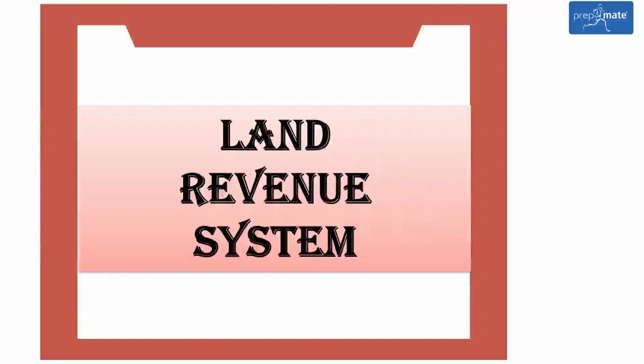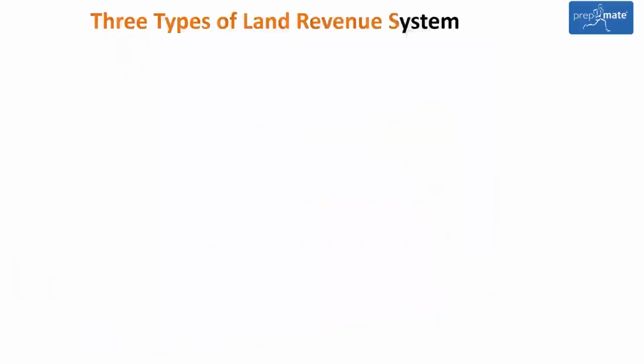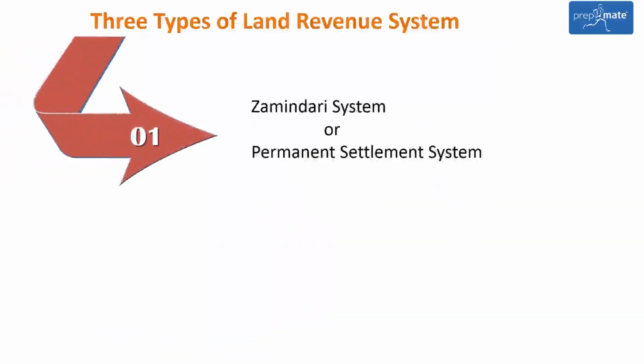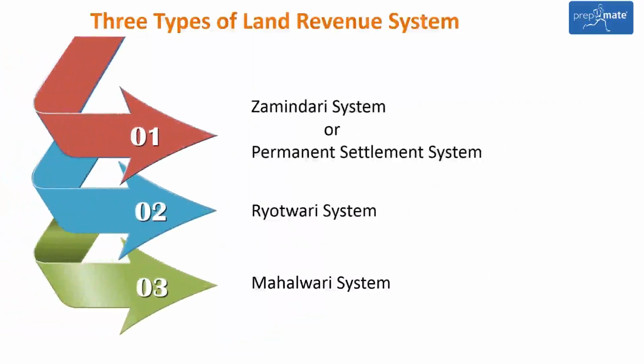In this lecture, we learn about land revenue systems introduced by the British. The British introduced 3 land revenue systems in different parts of India. The objectives behind the introduction of these land revenue systems were high and hassle-free land revenue collection. The 3 land revenue systems were Zamindari or permanent settlement system, Royatwari and Mahalwari system. Let us understand these land revenue systems one by one.